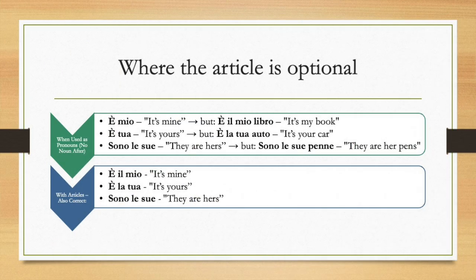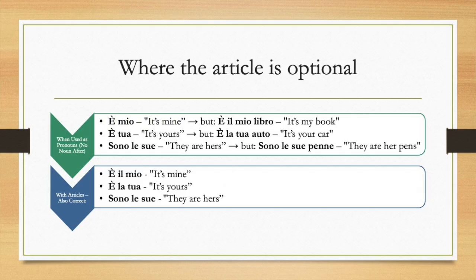Just like in English, Italian makes a distinction between possessives used as pronouns and possessives used as adjectives. Possessives as pronouns: when the possessive stands alone without a noun following it, it is functioning as a pronoun. For example, è mio, it's mine, è tua, it's yours. Sono le sue. They are hers. In these cases, Italians often omit the article, especially in spoken language.